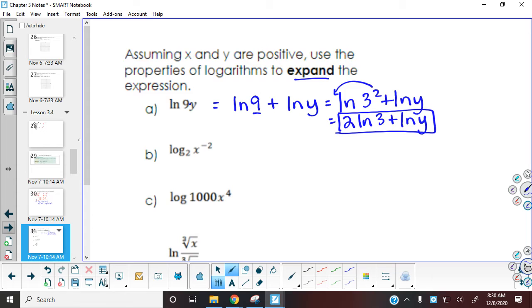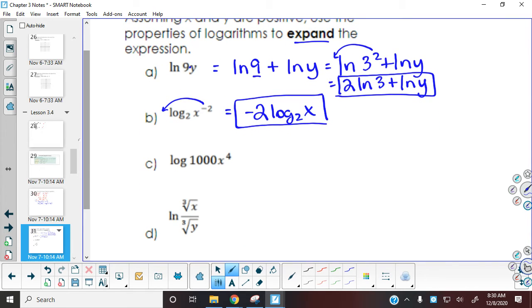If we take a look at the second one, this one is pretty straightforward because there's no multiplication or anything going on, but we do have an exponent that we can slide out in front. So it's just negative 2 log base 2 of x. That's it. We don't have any sort of multiplication or division where we can expand that any further.